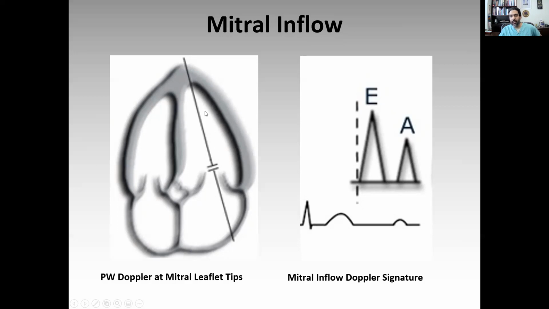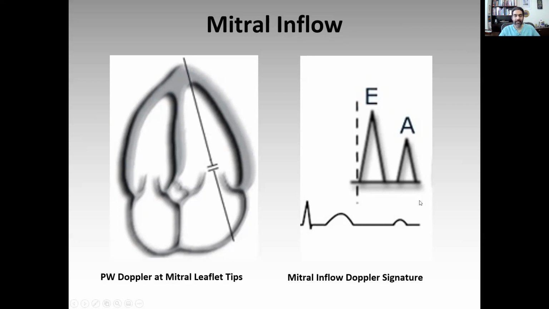Apical four, turn on pulsed wave Doppler, and you're going to put your sampling volume just above or just at the point of the open mitral valve leaflet tips. Where those tips open up, that's the level where you want to put your pulsed wave Doppler sampling volume. And what you're going to see in diastole is blood moving from left atrium to left ventricle in a biphasic manner.